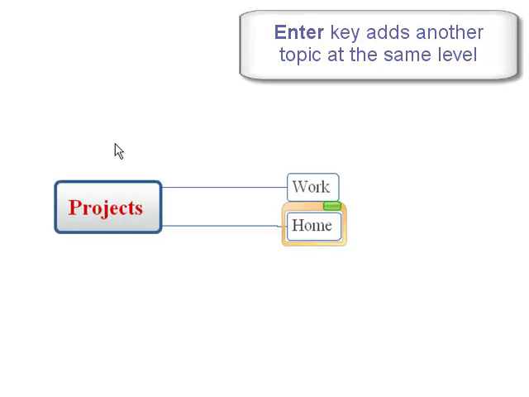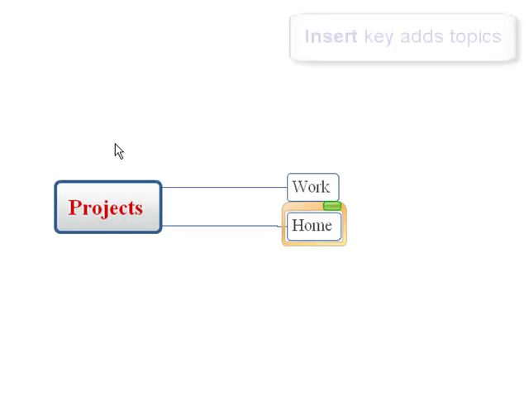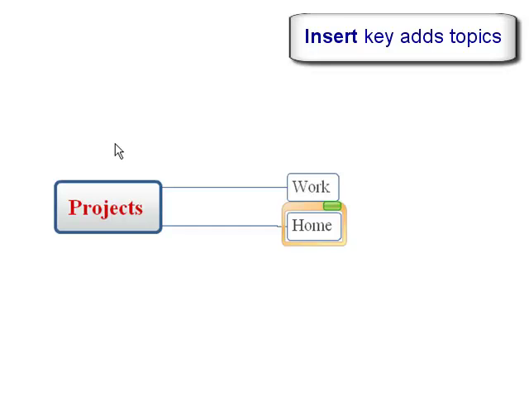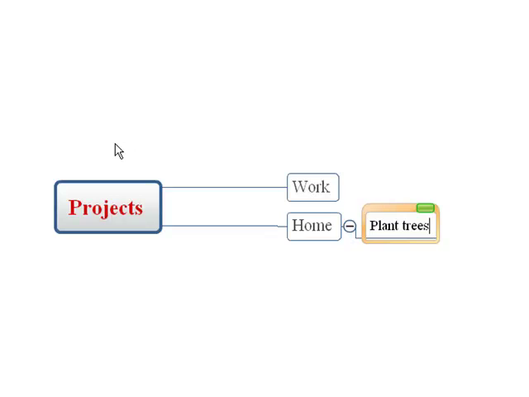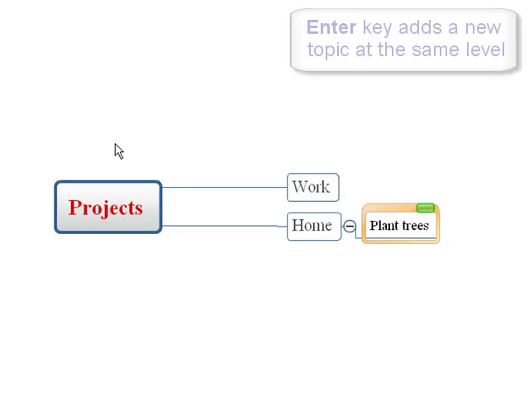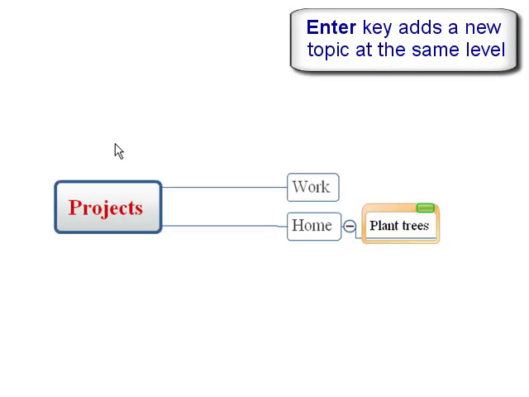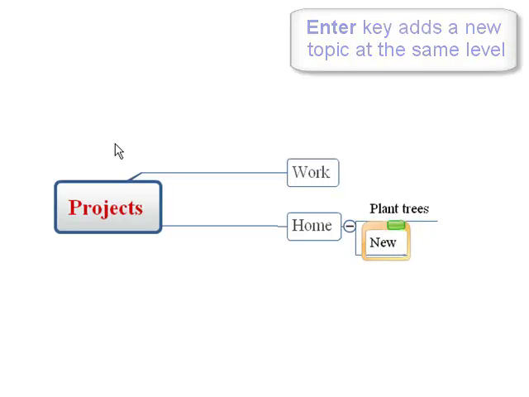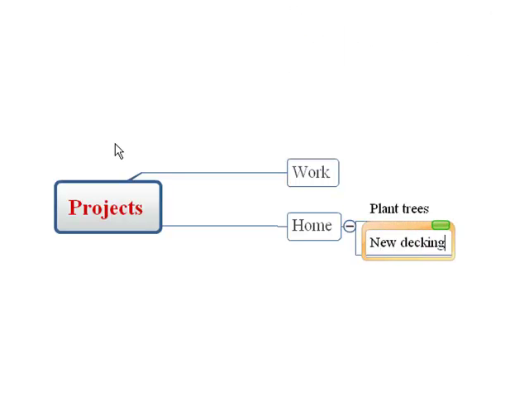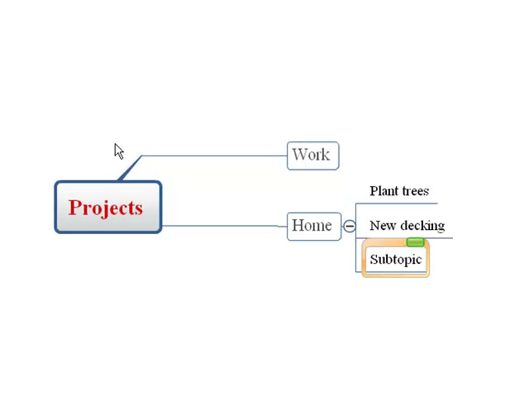To add a subtopic to a topic, select it and press the Insert key. You can add more subtopics at the same level by pressing the Enter key when there is already a topic selected. You need to press the Enter key twice between each topic.